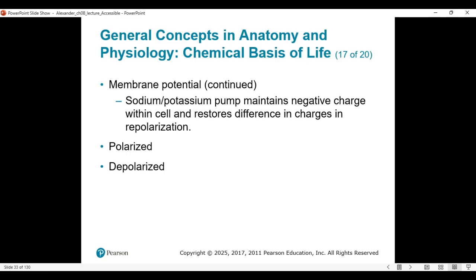For the membrane potential, the sodium potassium pump maintains a negative charge within the cell and restores differences in charges when it repolarizes. And that's what they start talking about, polarization and depolarization. We'll see that, especially when we're talking about cardiology.